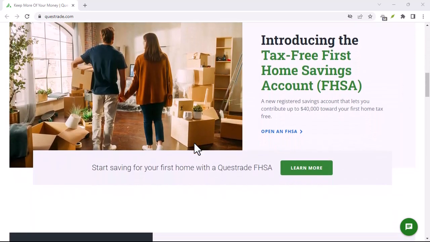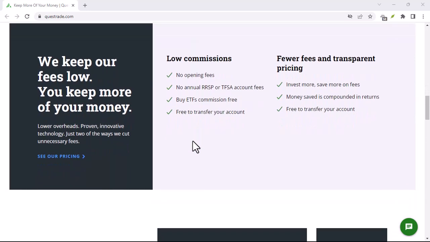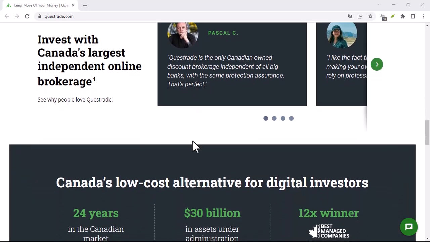The cost of trading ETFs on Questrade can vary depending on a number of factors. However, by understanding the different factors that affect the cost of trading ETFs, you can make sure that you're getting the best possible deal. I hope this information has been helpful.